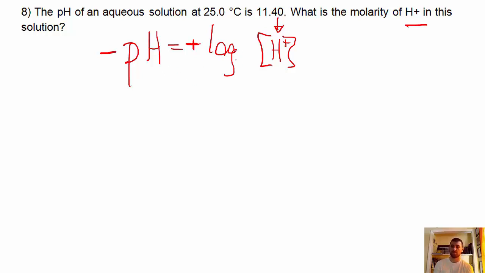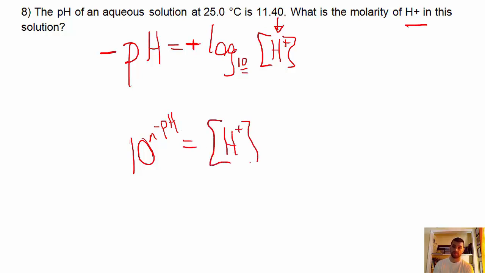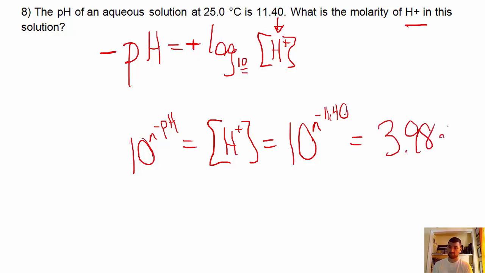Now logs, unless written otherwise, you can safely assume that it's base 10. So what we've got to do to get rid of this log is put the other side to 10 to the. So it's 10 to the whatever was there, negative pH, equals the concentration of H plus. So now we just plug that in. So it's 10 to the negative 11.40, and we get the answer being 3.98 times 10 to negative 12. Unit would be molar. And that's how you do that.